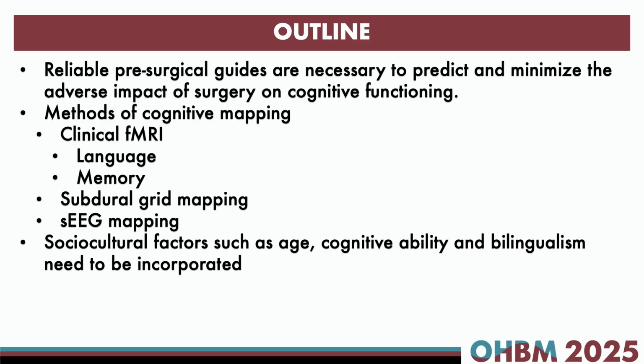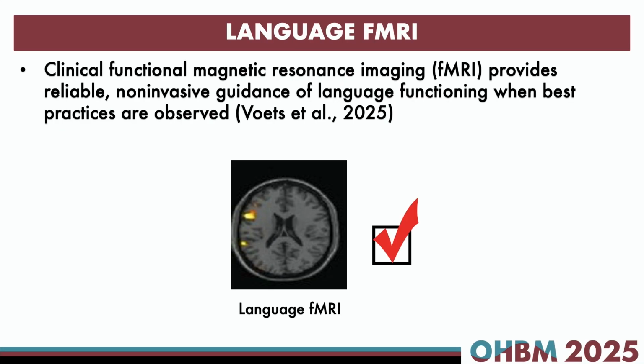We also can study memory this way, although that's still in development, more so than language. And then I'm going to briefly review subdural grid mapping, SEEG mapping, and try to think of all of this in the context of social cultural factors and other factors such as age, cognitive ability, and bilingualism.